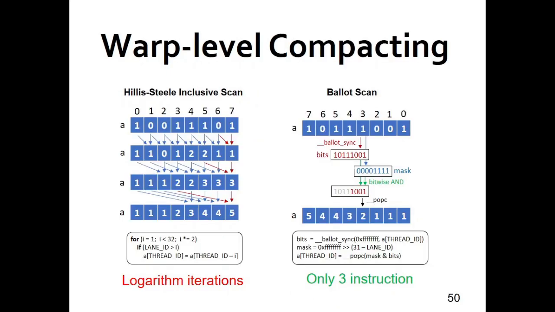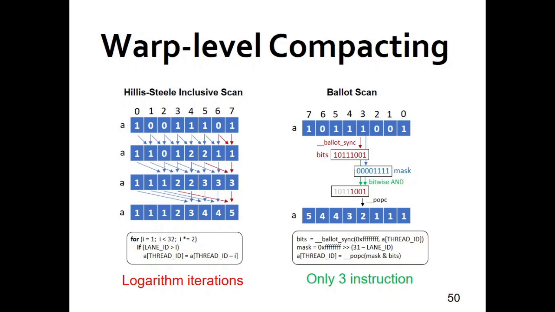To perform warp level compacting, we can apply the Hillis-Steele scan, shown on the left side. It iteratively sums up predicate values by jumping and adding 1 hop, 2 hop, 4 hop, and so on locations. Note that a warp is 32 threads long. Here, only 8 threads are shown for brevity. It takes logarithmic iterations to calculate the scan.